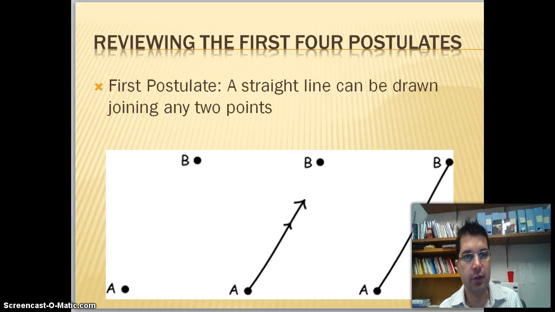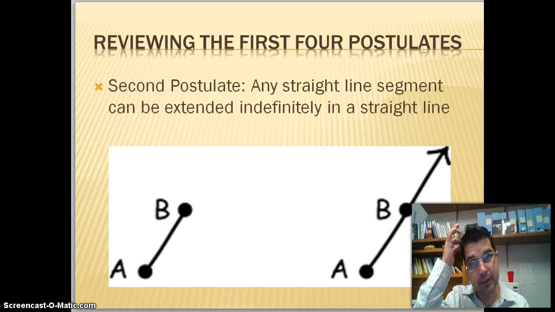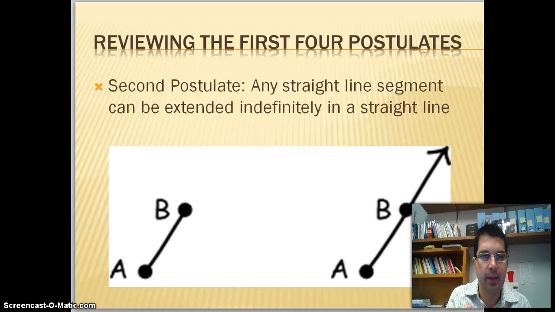Well, what's the first postulate? First postulate is simple. A straight line can be drawn joining any 2 points. If I have 2 points, it can be connected by a line. That's it. The second one is, suppose you have a segment of line that starts at A and ends at B. Well, I can extend it a little bit. In fact, I can extend it indefinitely into a straight line. You can extend it one side, you can extend the other side, and then you make a straight line.